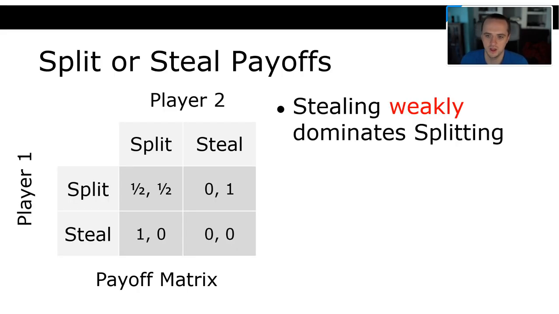So, stealing weakly dominates splitting. And what weakly dominates means is that it is at least as good or better in all cases. So over here, if they split, stealing is strictly better. If they steal, then it's tied. Okay? So stealing weakly dominates splitting.